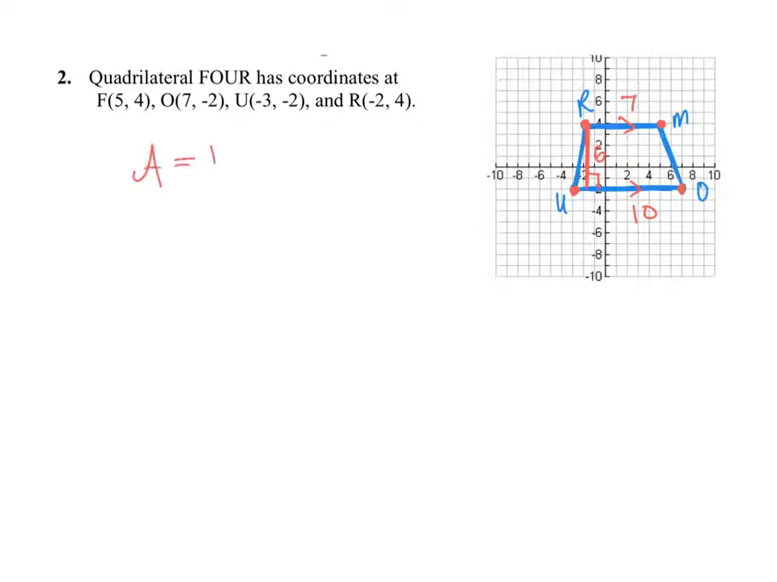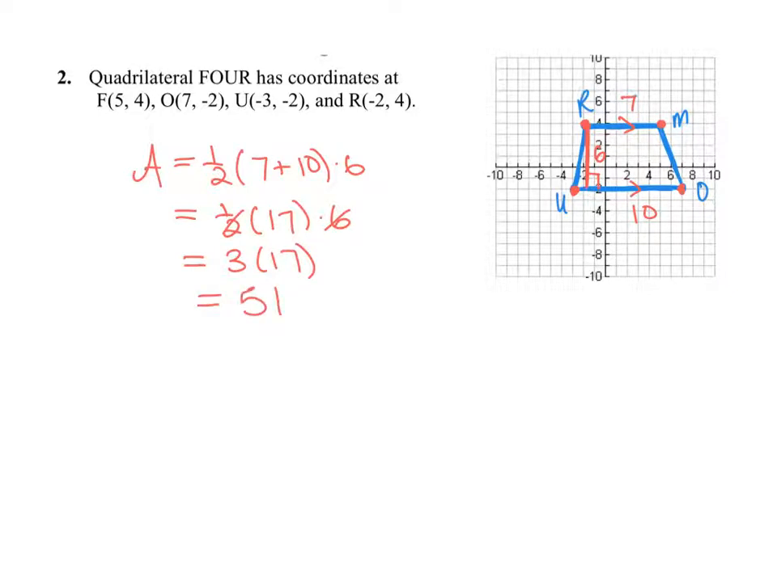So we have area equals 1/2 of base 1 plus base 2 times the height. So let's go ahead and simplify that. And I'm going to keep simplifying. I'm going to do half of 6 because I know that better. Half of 6 is 3 times 17. And then if we do a little calculation, we have 51 units squared as our area.